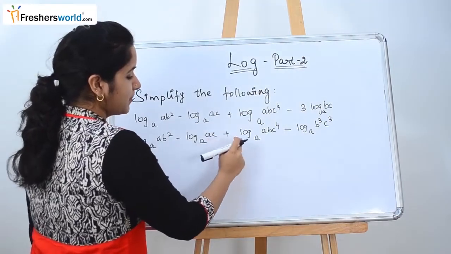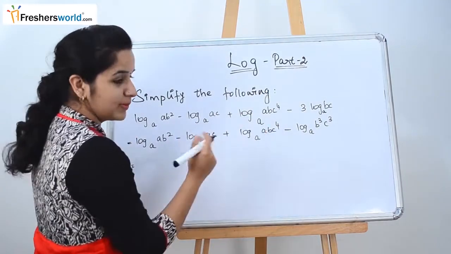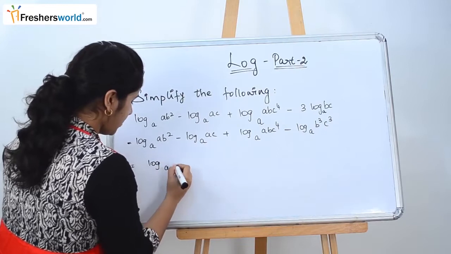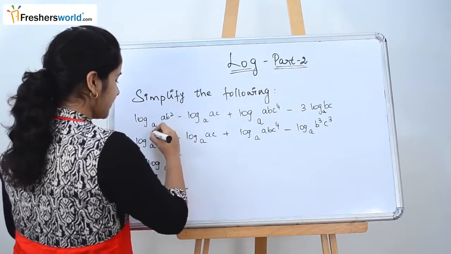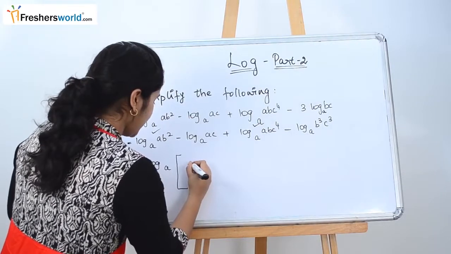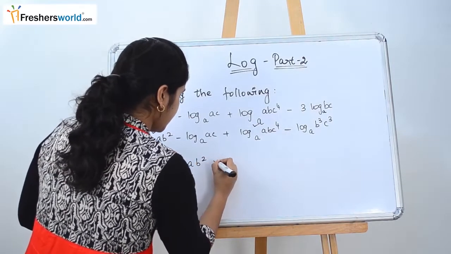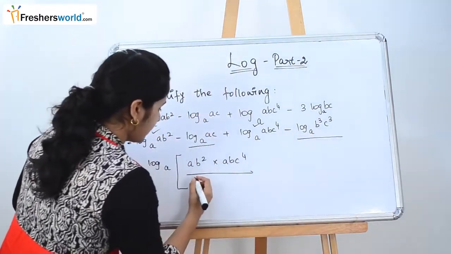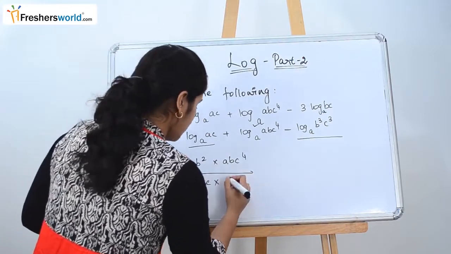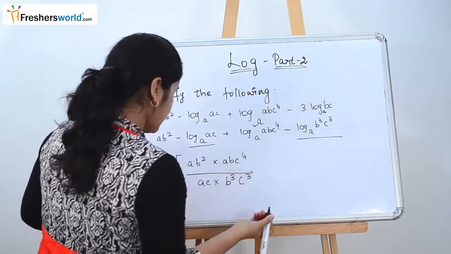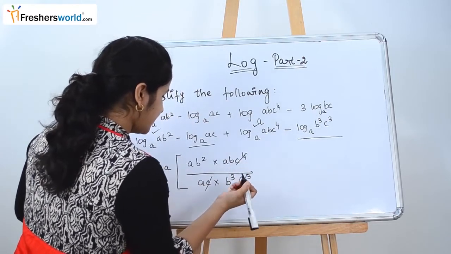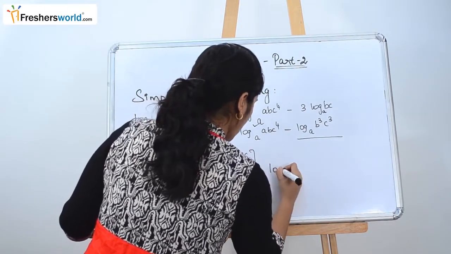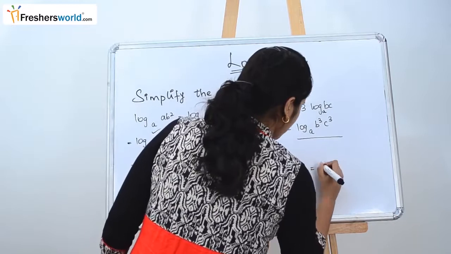So as we know, all the plus signs will be multiplied and the minus signs will be divided. So that's what we are going to do, as we have the common base A. So log a, whichever has a plus sign, this one and this one, goes in the numerator: AB square into ABC power 4, divided by, these two have the negative sign, so we take AC into B cube C cube. So C power 4 gets cancelled, B cube gets cancelled, A gets cancelled. So what do we get here? Log a to the base a, which is nothing but 1.